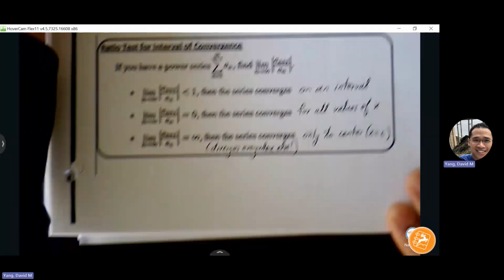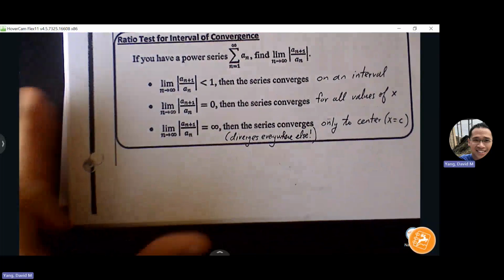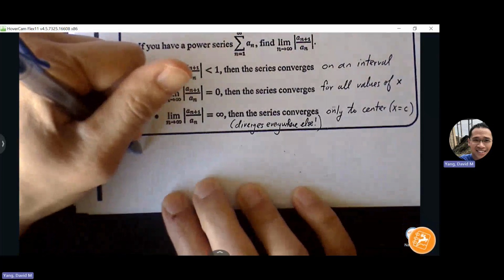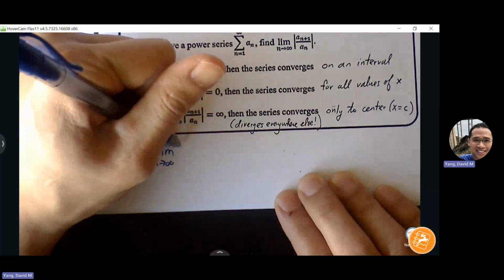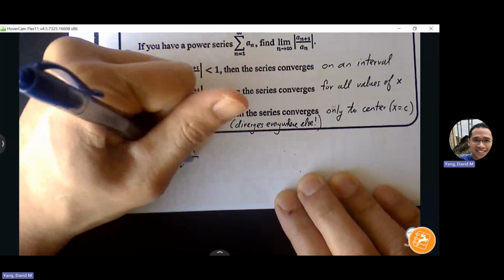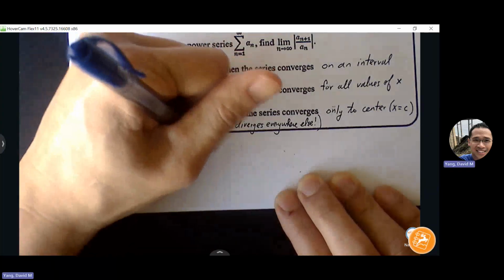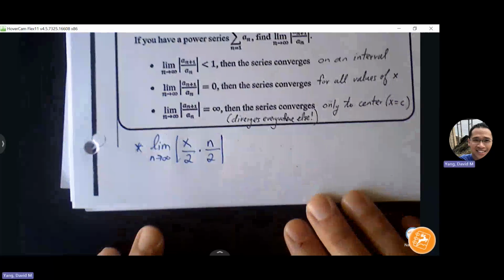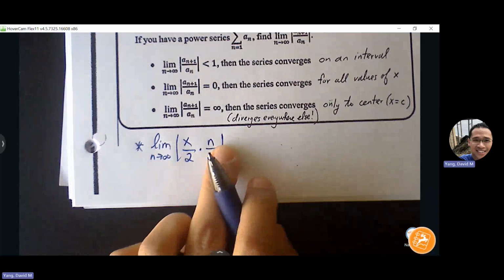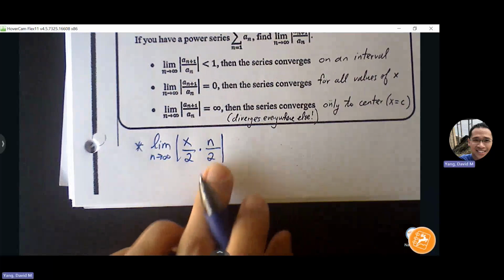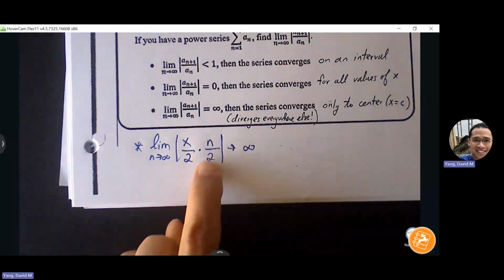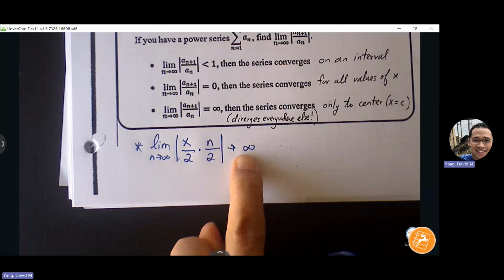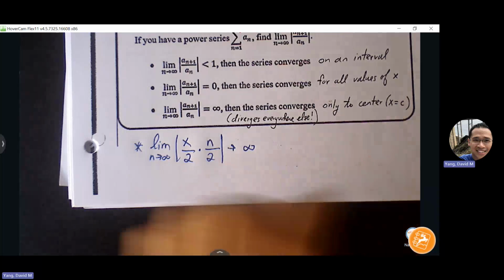Let me just give you 3 quick examples so you can see what these look like before we jump into it. So for instance, if I had the limit as n approaches infinity, and let's say it ends up giving us absolute value of x over 2 times n over 2, this one would be a situation where the n's are not going to cancel out. This is going to infinity, right? That n is not canceling out nicely. So this is going to converge only at the center. This is the third scenario here.